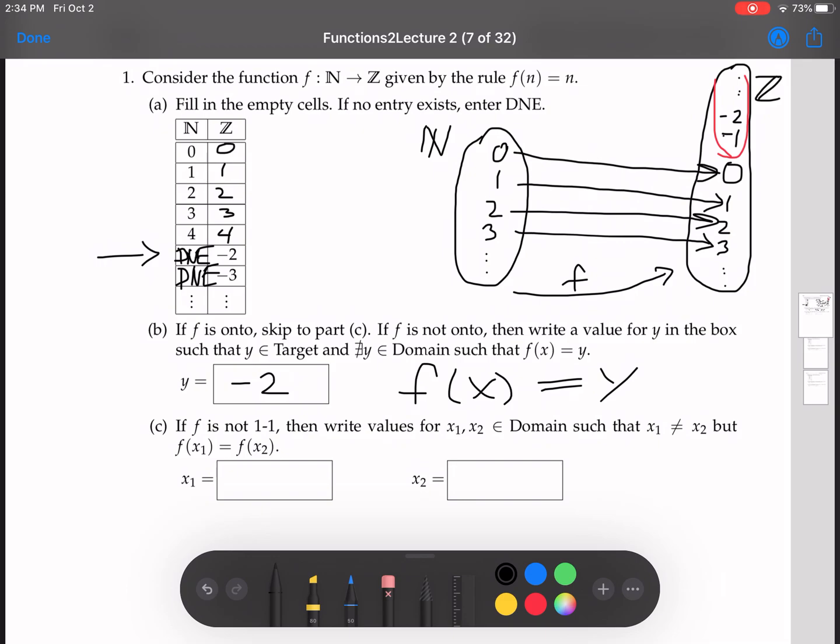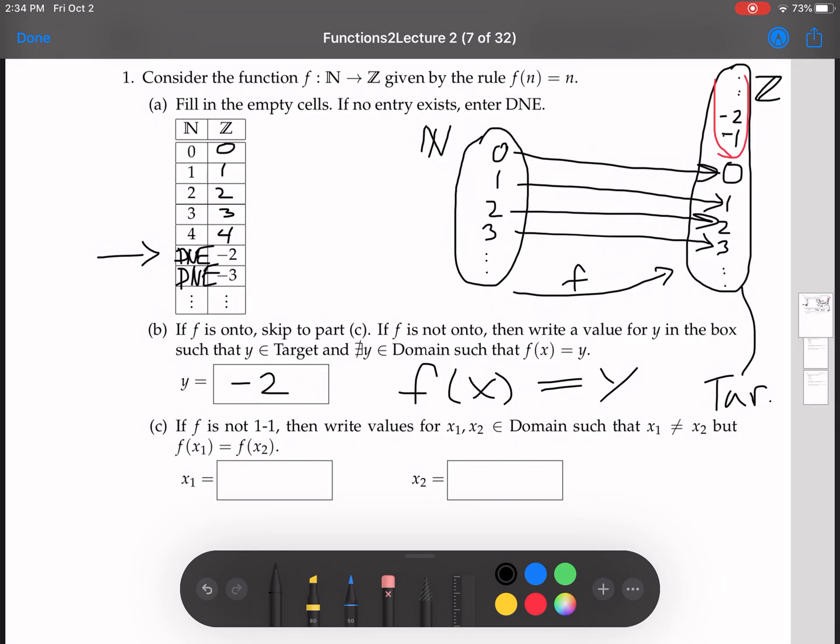Okay, and notice how we've satisfied what I have written here in part B. If it's not onto, we want to write a function for y such that y is in the target. Okay, -2 is over here in the target, right? Remember, this is the target. Right? -2 is an element of the target.